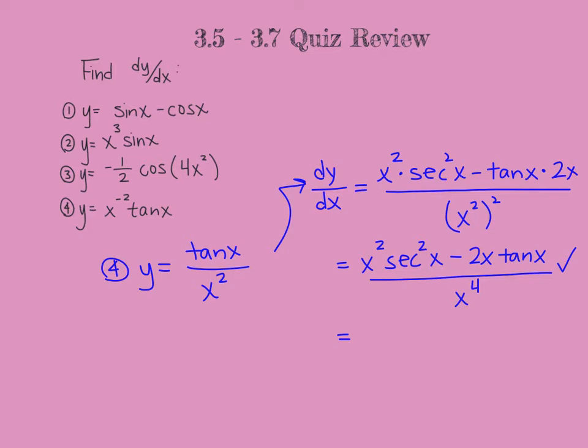Therefore, in the numerator, we can actually factor out an x, since that's the GCF in the numerator. So we'll be left with x secant squared x minus 2 tan of x, and that's all over x to the fourth. Now that can be simplified a bit, as an x to the first can cancel. So this x to the first and then one of the x's down here can cancel. So our final answer can look like x secant squared x minus 2 tan x all over x cubed.